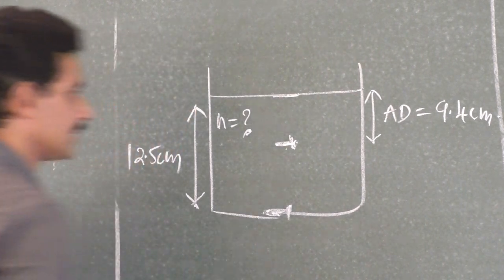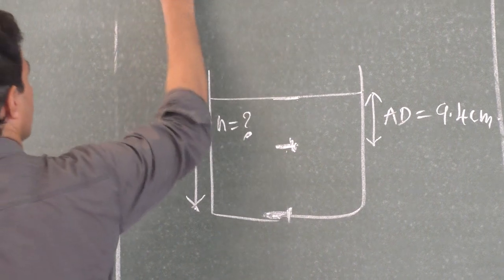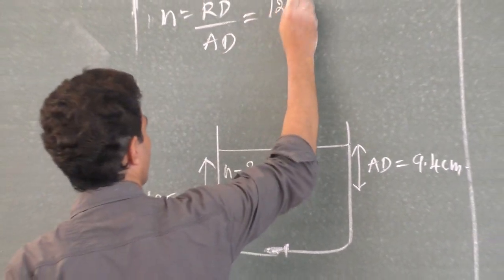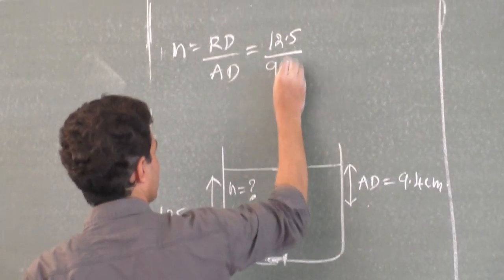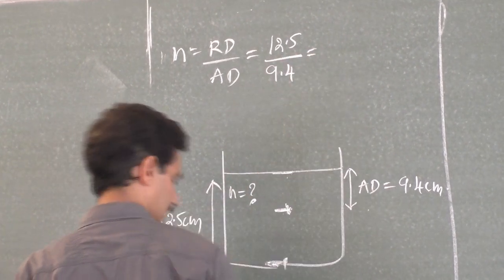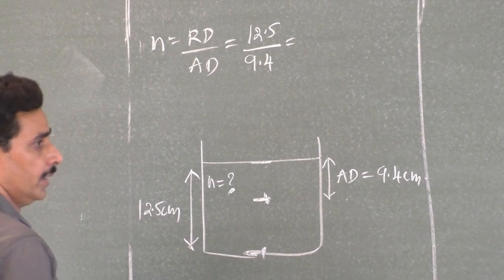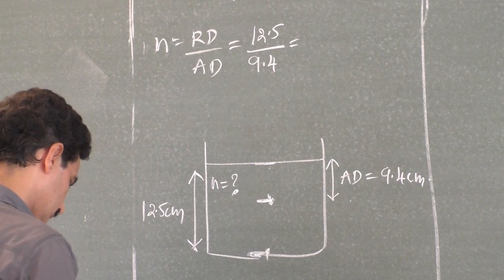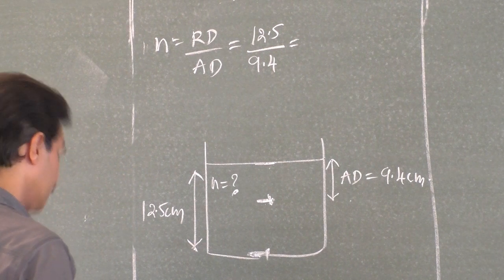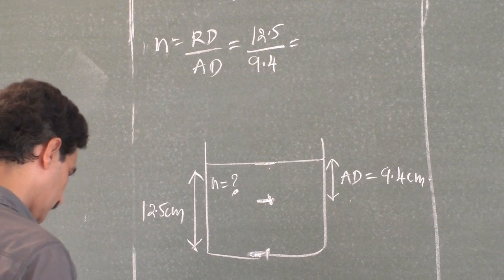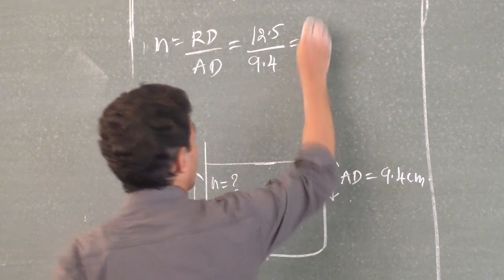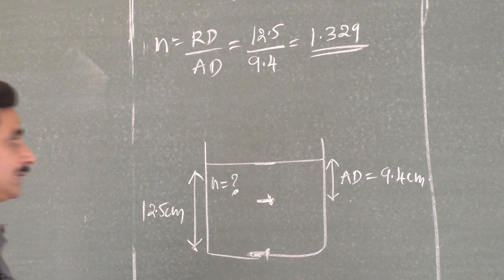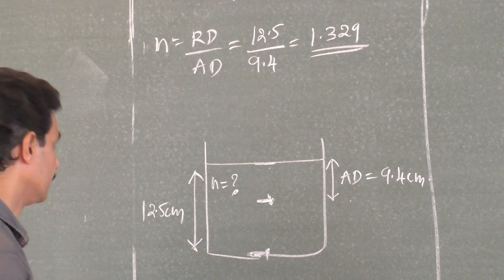We will do this one. What is the refractive index? Refractive index is very simple. Real depth by apparent depth. What is real depth? Real depth is 12.5 centimeter, and let the other one be also centimeter. Apparent depth is this one, direct one. 12.5 by 9.4. So you calculate it yourself. 12.5 divided by 9.4. Answer is 1.329. That is 1.33 almost. No unit for refractive index because it is centimeter by centimeter, distance by distance, sin i by sin r. That is the first part.